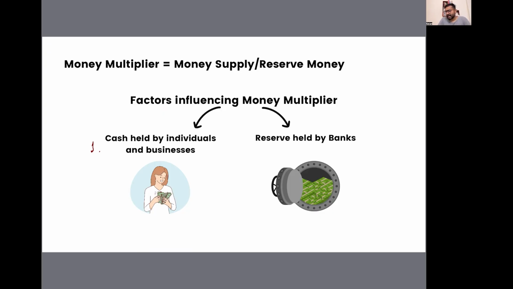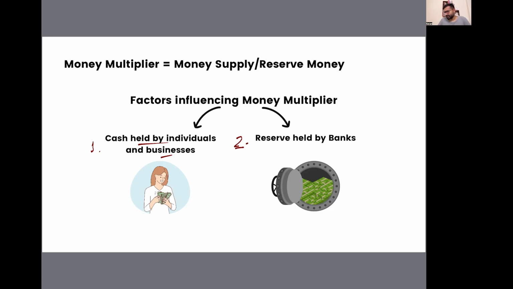One is the cash held by individuals and businesses in the economy. And second is the reserve held by the banks. So the higher the reserve that the banks have to hold, the lesser will be the money multiplier. At the same time, if the people who have taken loans from the bank, or businesses and individuals in general, hold cash, that money will not be circulated through the bank, and therefore it will lead to a decrease in the money multiplier in the economy. And therefore the money supply will decrease.